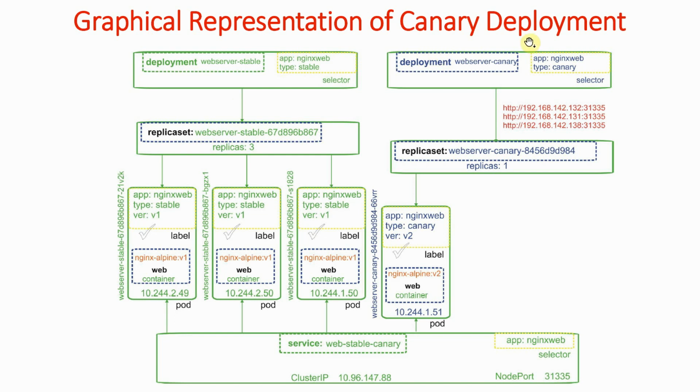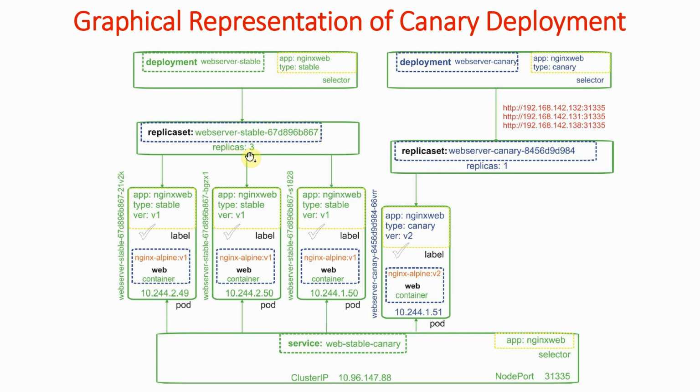Graphical representation of canary deployment. So we created two deployments. One deployment was web server stable. The selectors used were app nginx web, type stable, and it created one replica set, web server stable, with some hash value of the definition.